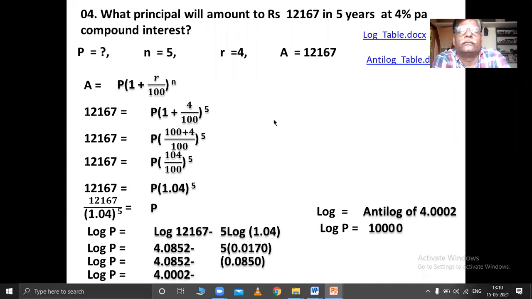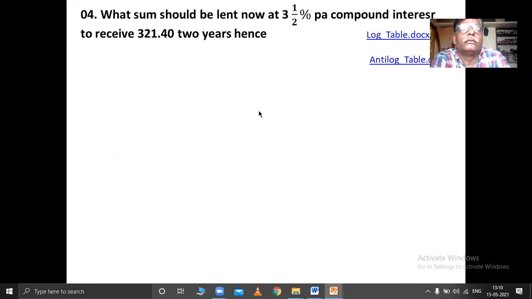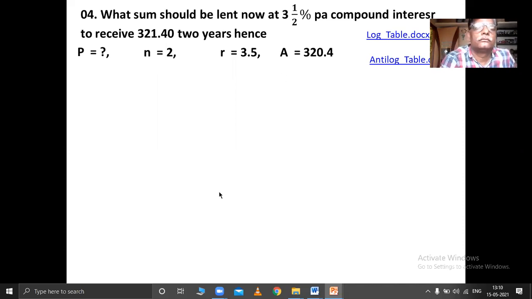P is 10,000. Okay. Now I give you one problem, you solve this problem. What sum should be lent at 3 and 1/2% at compound interest to receive 321.40 in 2 years? Amount is 321. You solve this problem at home and tell me the answer in the next class.